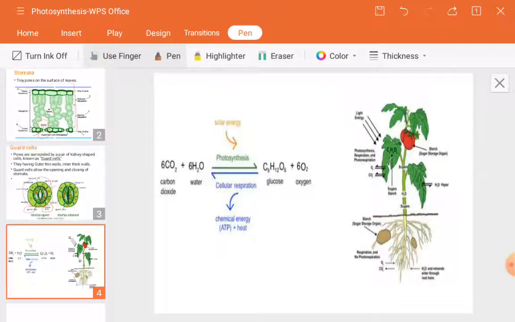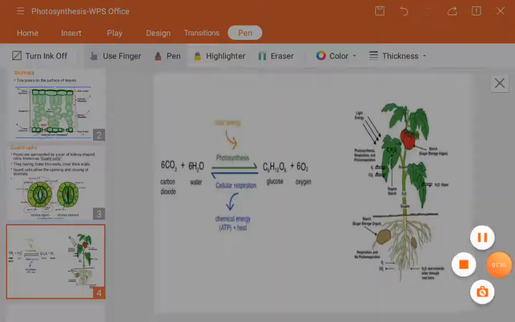In the last slide I have shown you how the process of photosynthesis actually takes place in nature. So that's it guys. If you have not understood anything, just ask me. Thank you.